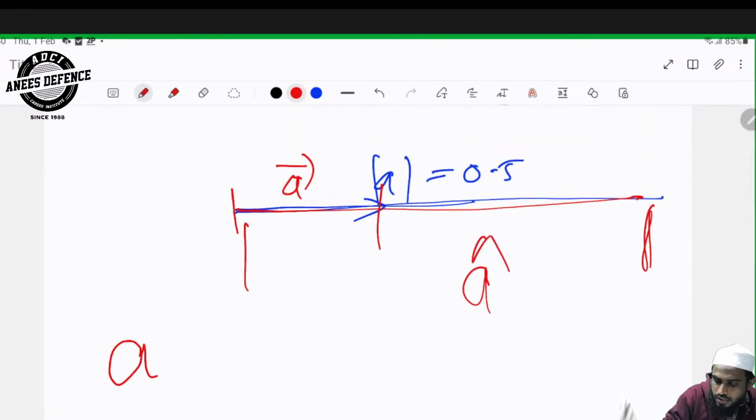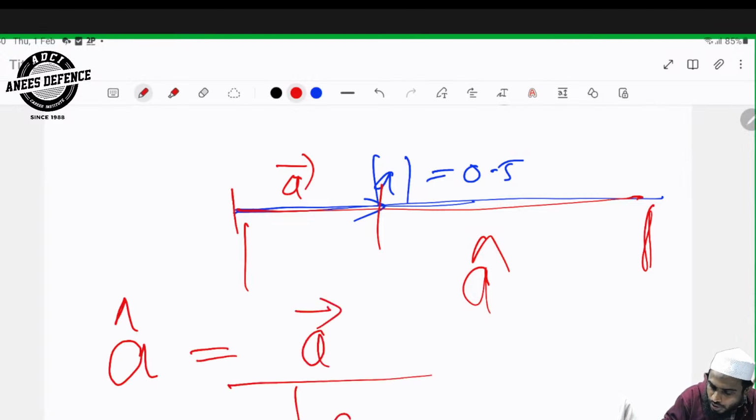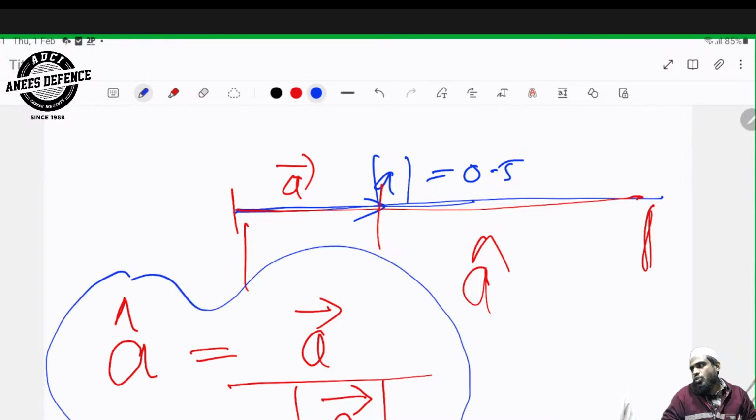Unit vector is equal to the vector divided by its magnitude. If a vector is divided by its magnitude, you will get your unit vector along the same direction. There is no change in the direction of vector A and vector A cap. Both are in the same direction only, but A cap will have only one unit magnitude. Understood? Yes, sir. Okay.